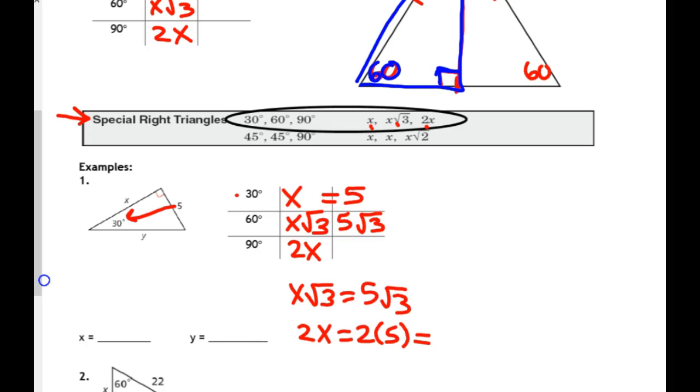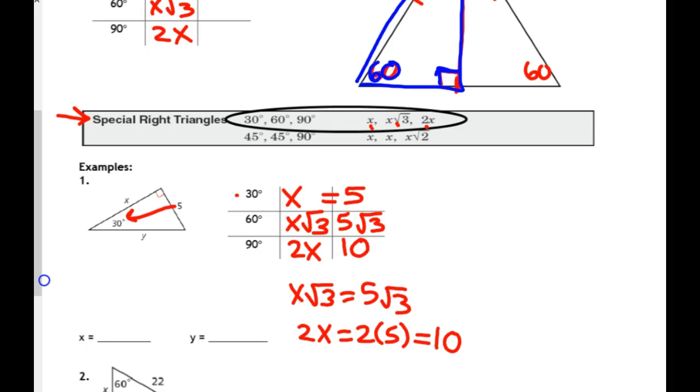Cool. So if x equals 5, what about x square root of 3? Well, I can just replace x with what number? 5. So it would be 5 square root of 3. Now for 2x, y'all know that means just 2 times x. You're just doubling the number, right? So for 2x, it's 2 times what number? 5. What's 2 times 5? Okay, 10.